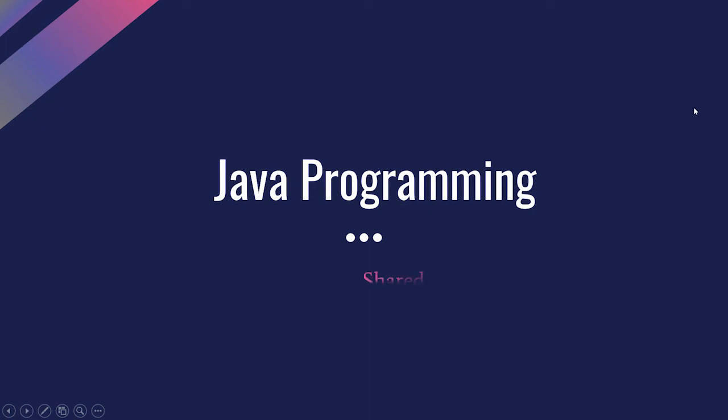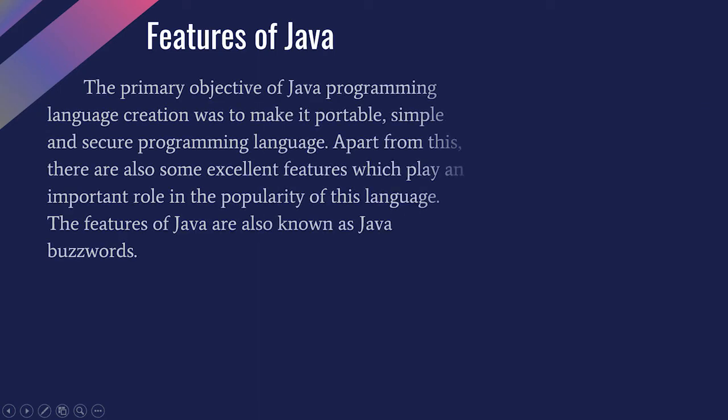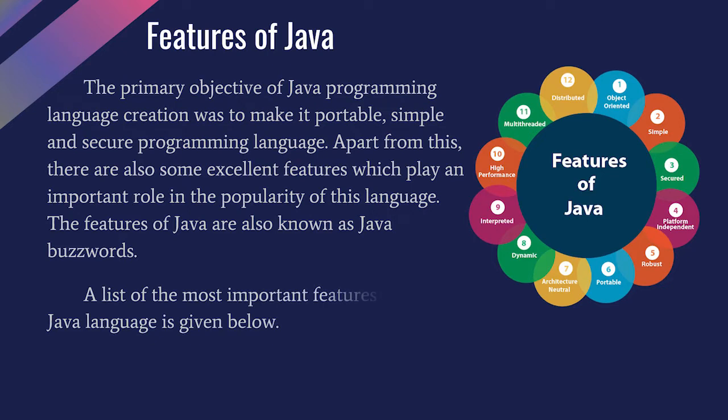Hi! In this video we learn about features of Java. The primary objective of Java programming language creation was to make it portable, simple and secure programming language. Apart from this, there are also some excellent features which play an important role in the popularity of this language. The features of Java are also known as Java buzzwords. A list of the most important features of the Java language is given below.